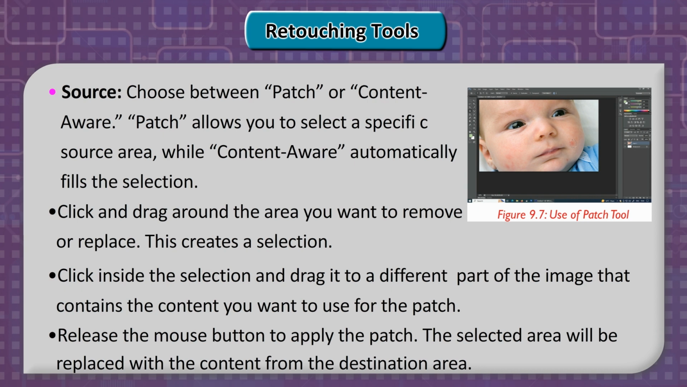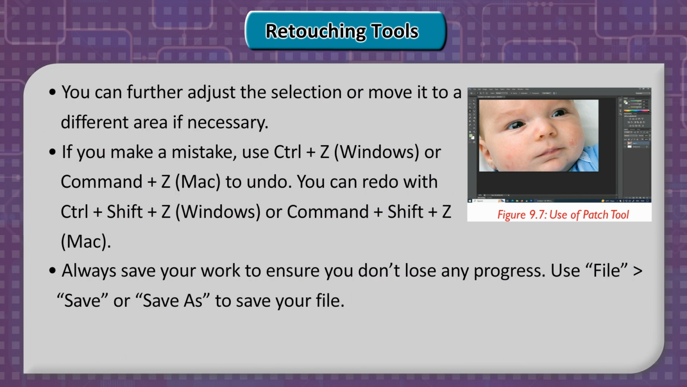Release the mouse button to apply the patch. The selected area will be replaced with the content from the destination area. You can further adjust the selection or move it to a different area if necessary. If you make a mistake, use Ctrl+Z (Windows) or Command+Z (Mac) to undo.